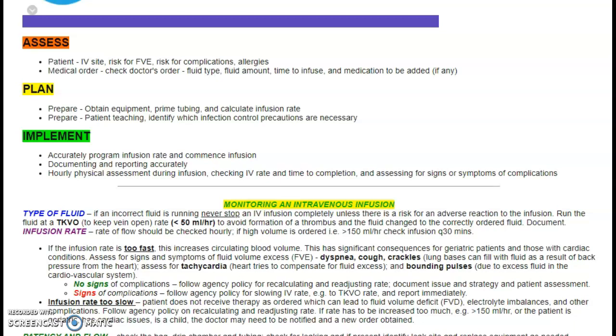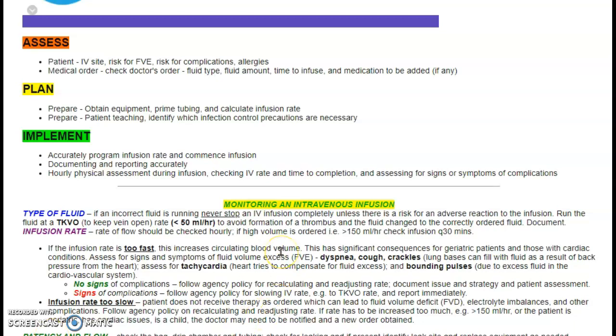When we're planning and setting up, we need to make sure we've obtained the appropriate equipment. We have primed our IV tubing, and we've calculated the infusion rate prior to going to the patient's bedside. We need to prepare what we're going to teach the patient about this IV fluid. Remember, the patient could ask you what the fluid is, why it's administered, and you need to teach them also what to watch out for. You also need to identify what infection control precautions are necessary, routine or other.